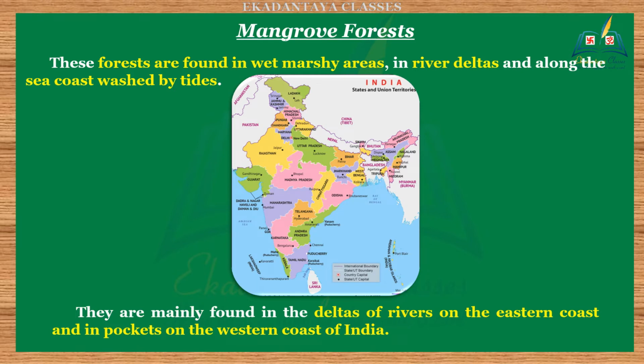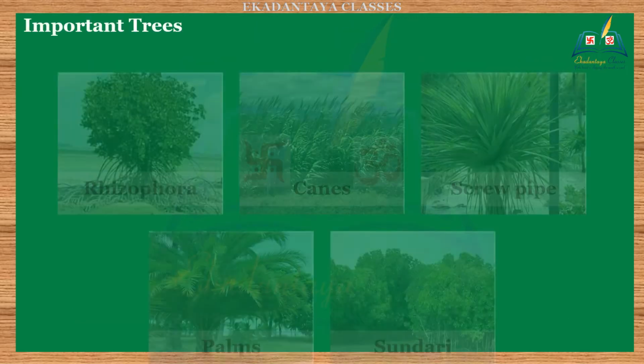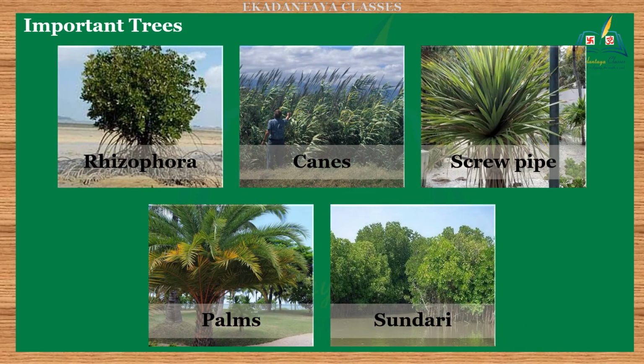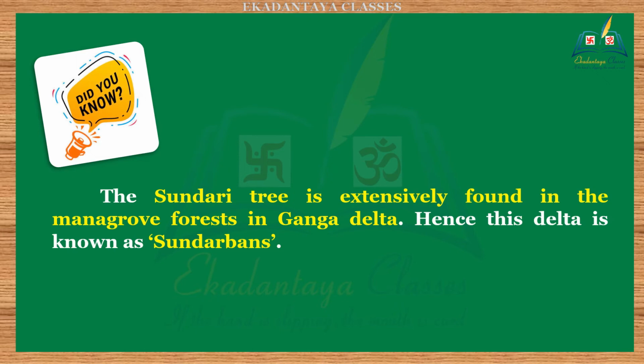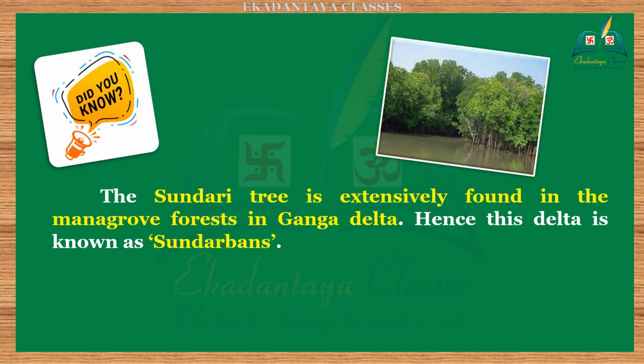They are mainly found in the deltas of rivers on the eastern coast and in pockets on the western coast of India. The important trees are Rhizophora, canes, screw pine, palms, Sundari, etc. The tree trunks are supported by a number of stilt-like roots which are submerged underwater. Do you know? The Sundari tree is extensively found in the mangrove forests in Ganga Delta. Hence this delta is known as Sundarbans.